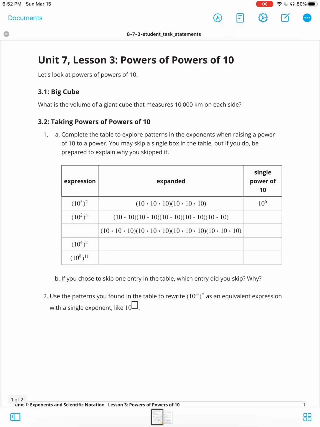All right, let's go ahead and get started with Unit 7, Lesson 3, Powers of 10. So today we're going to be specifically looking at powers of 10.